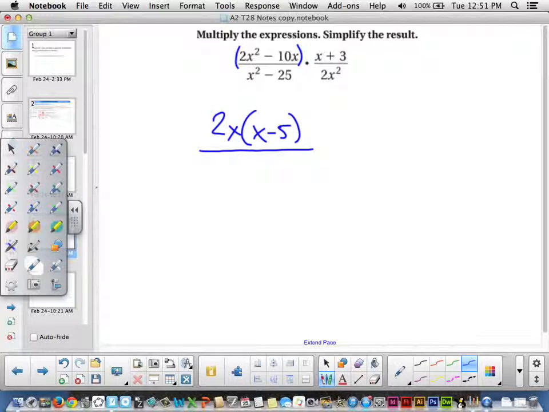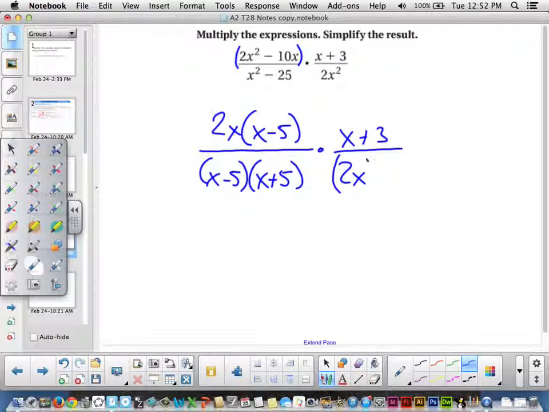The denominator, that's a difference of squares, so that's x minus 5 times x plus 5. The second one, x plus 3, that's as factored as it gets. And 2x squared, that's the same as 2x times x, because x squared is x times itself. As we look, we can see that top and bottom here have an x minus 5, so we can cancel those. And top and bottom here both have 2x, so those can cancel.